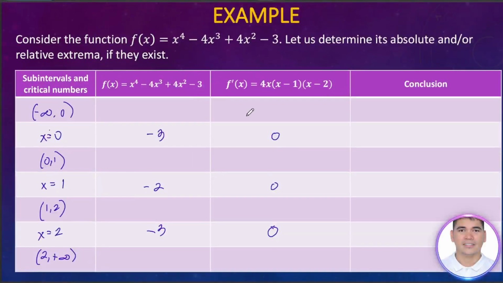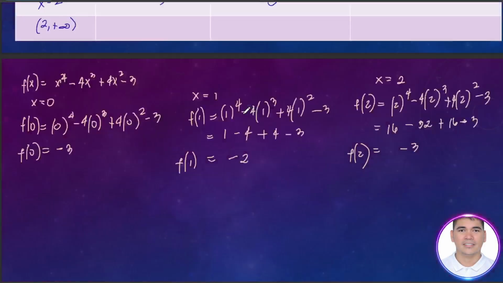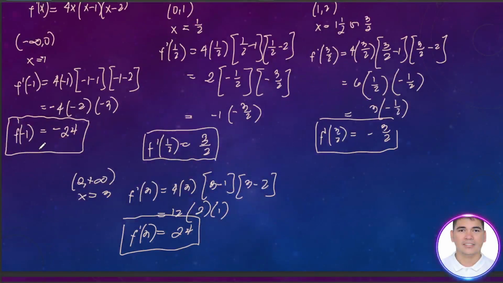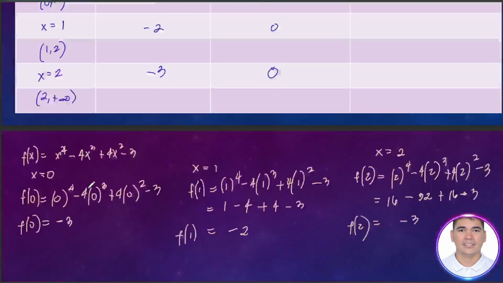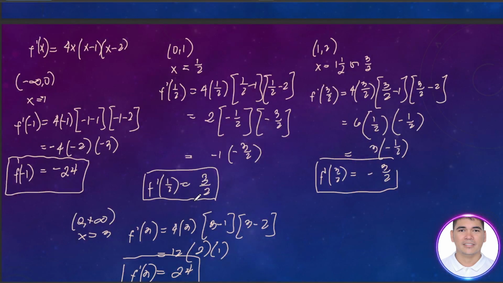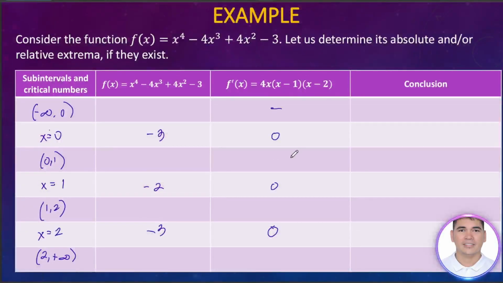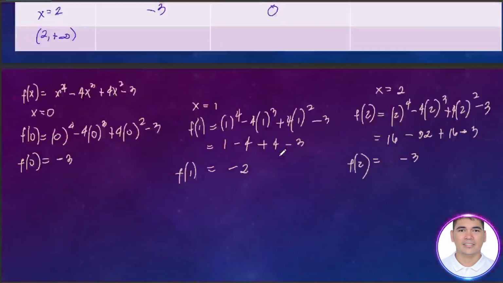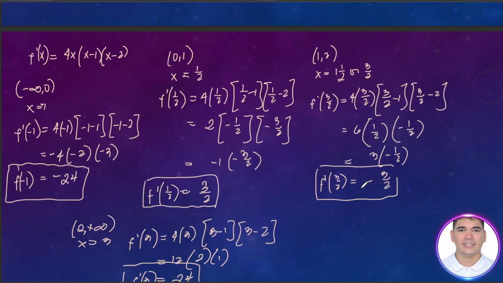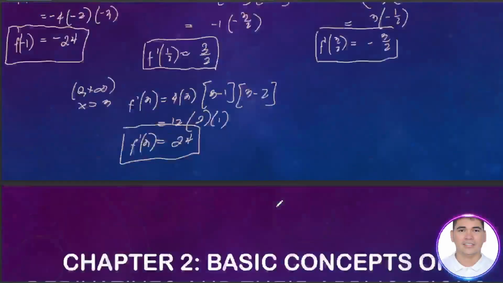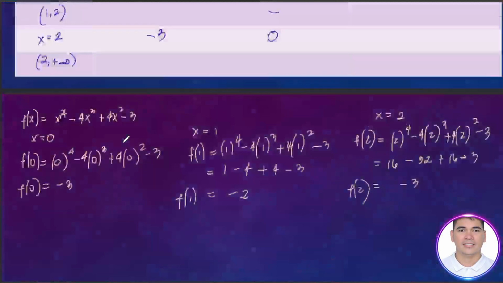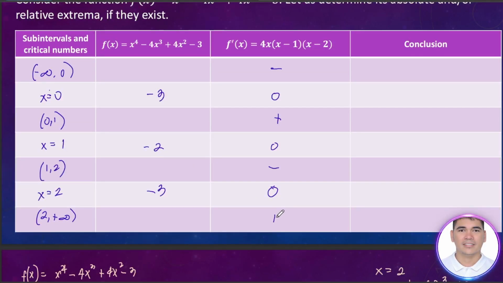So in this part, for negative infinity and 0, since we have negative 24, we put negative. For 0 and 1, we have positive 3/2, so we put positive. For 1 and 2, we have negative 3/2, so we put negative. Then for 2 and positive infinity, we have positive 24, so we put positive. Now let's have the conclusion.